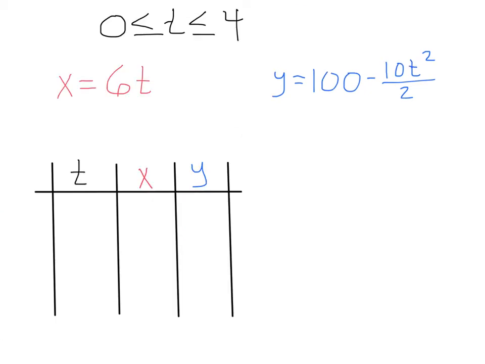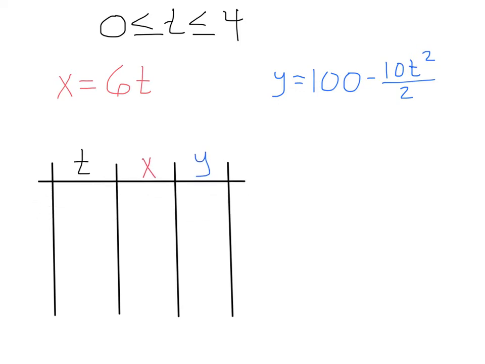How we're going to do this is we're going to take both our equations, x equals 6t and y equals 100 minus 10t squared over 2, and we're going to make a t, x, y table. Because t affects both of these values, we're going to be picking values for t and filling out a table just like you've done to graph different things in the past.